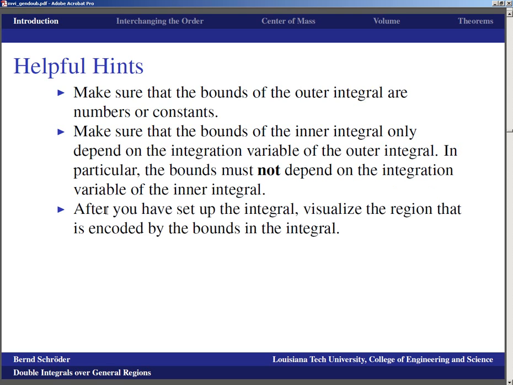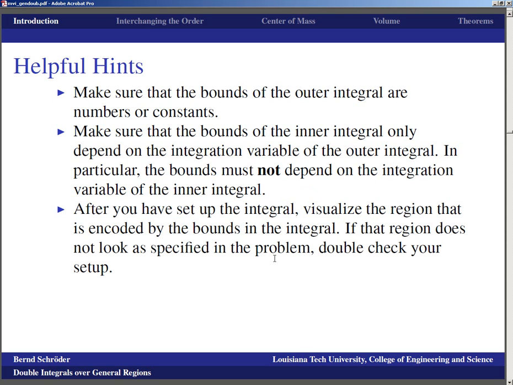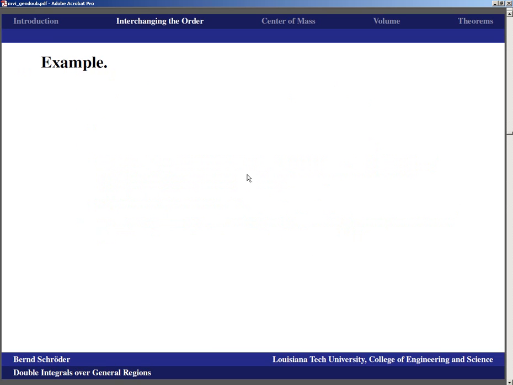And then the big one really is after you have set up the integral. After you have set up the integral, think about the region one more time, the region that is encoded by the bounds in the integral, just to make sure that you really still have the same region. And if that region does not look as specified, you've got to double check your setup because something is not right. All right, so now we're going to talk about interchanging the order.